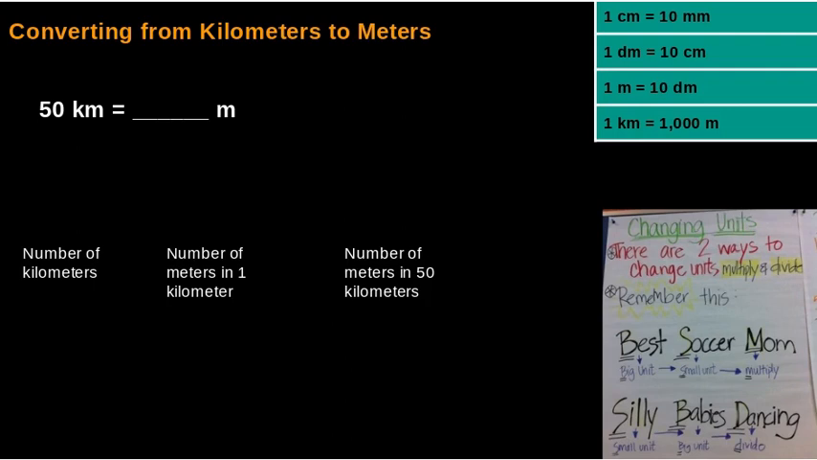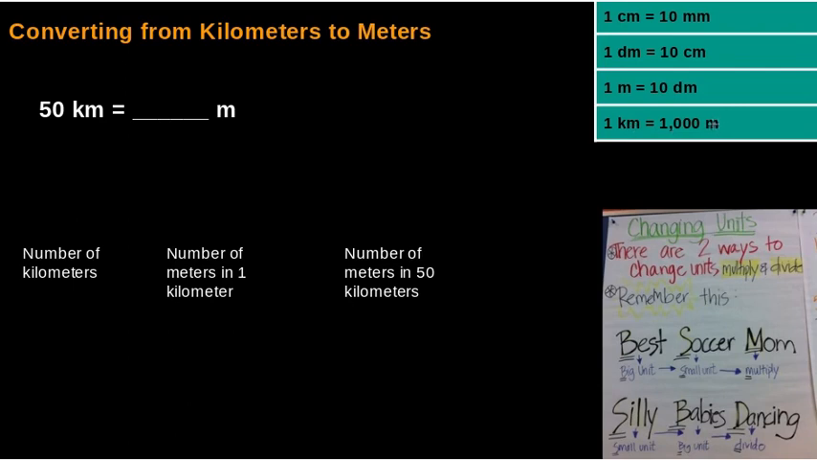Okay, our first example. How many meters can you find in 50 kilometers? What's the first thing you do? Look at the two units and find out the relationship between them, kilometers and meters. You go to your table. Where can you find the relationship between kilometers and meters? On the last row here. 1 kilometer equals 1,000 meters.